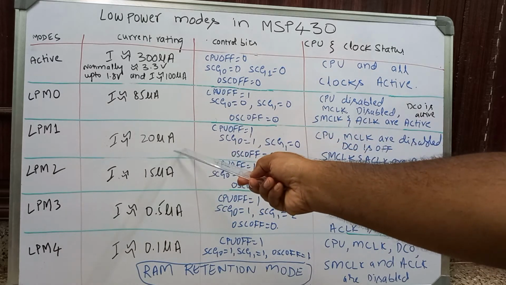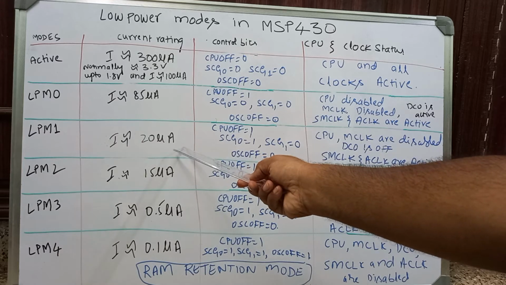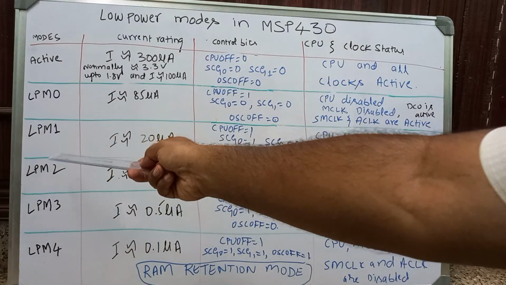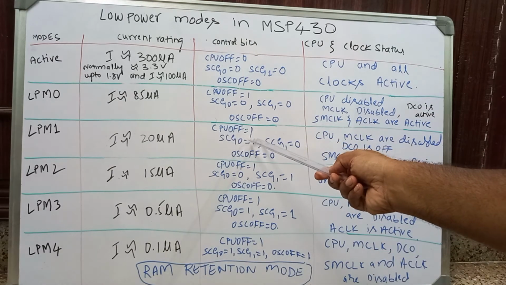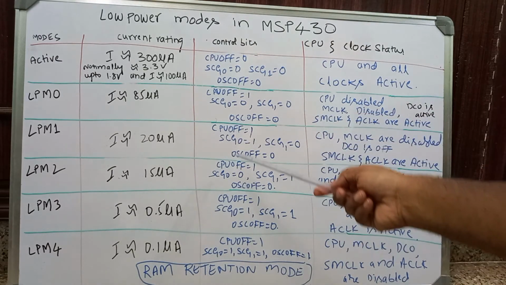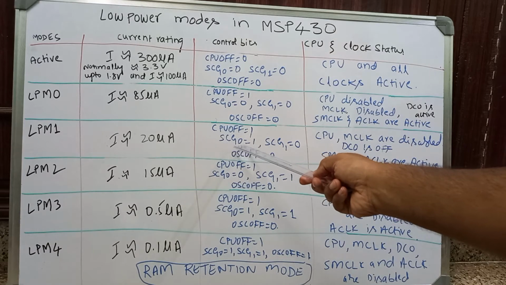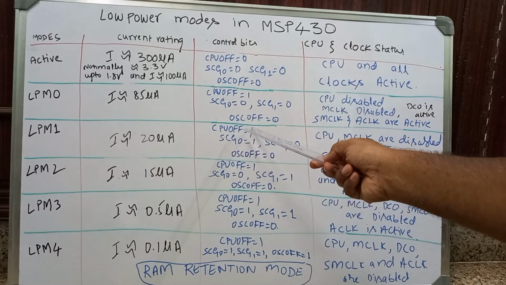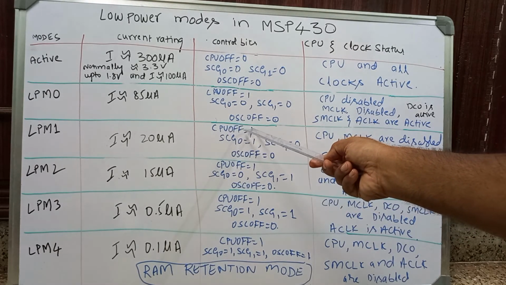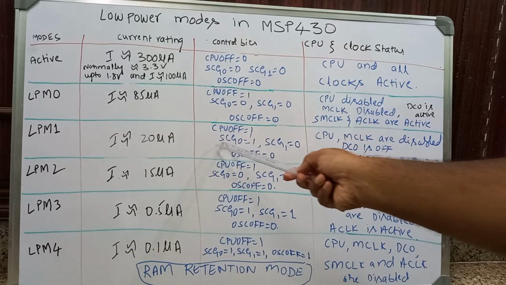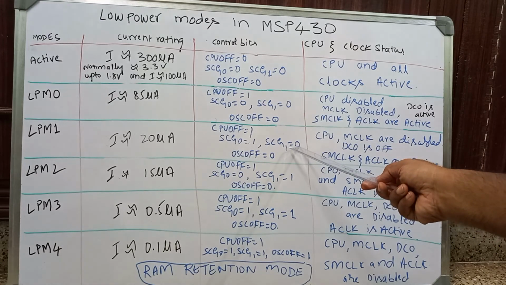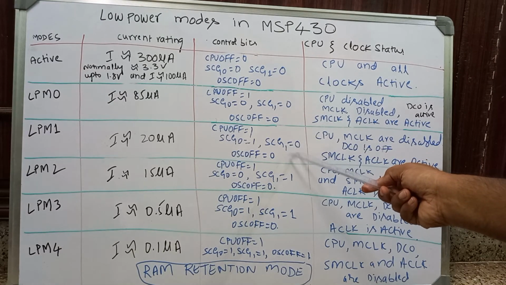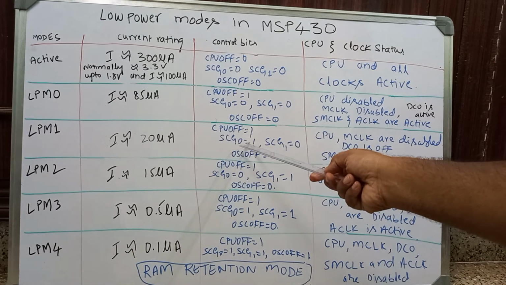When the current drops as low as 20 microamps, MSP430 goes down to low power mode 1. Here CPU off is 1, which we have continuously explained. SCG0 is 1 here. That means the master clock was off, the CPU was off, and now the digitally controlled oscillator is also off. But SCG1 is 0. Therefore the submaster clock will manage without the DCO.